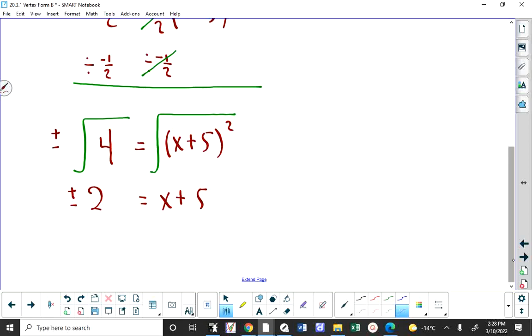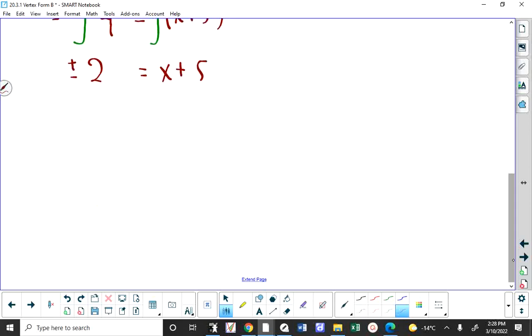How many times does a straight line cross the x-axis? Once. How many times is a parabola? Twice. It's going to be 2 x-intercepts here. So now what we can do is subtract 5 from both sides and get x equals, I'm going to write -5 plus or minus 2. That's how we would write it.